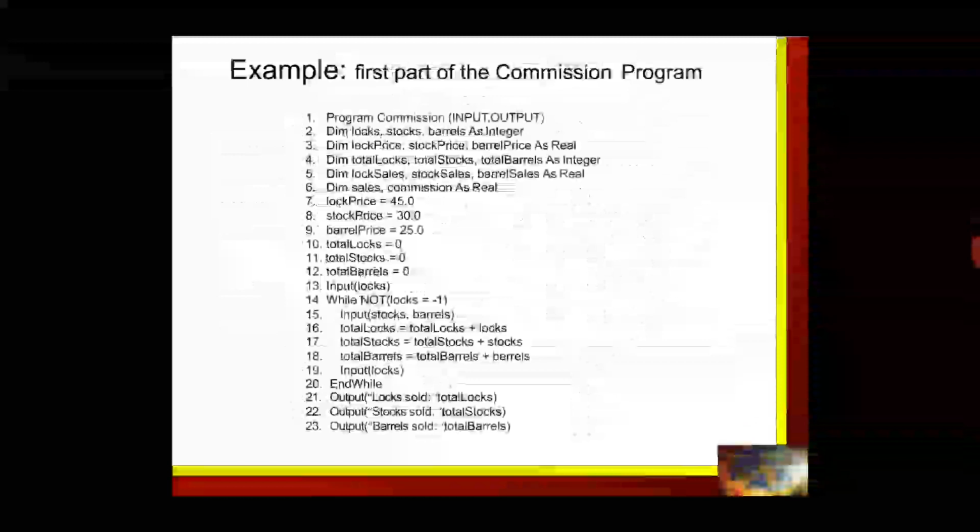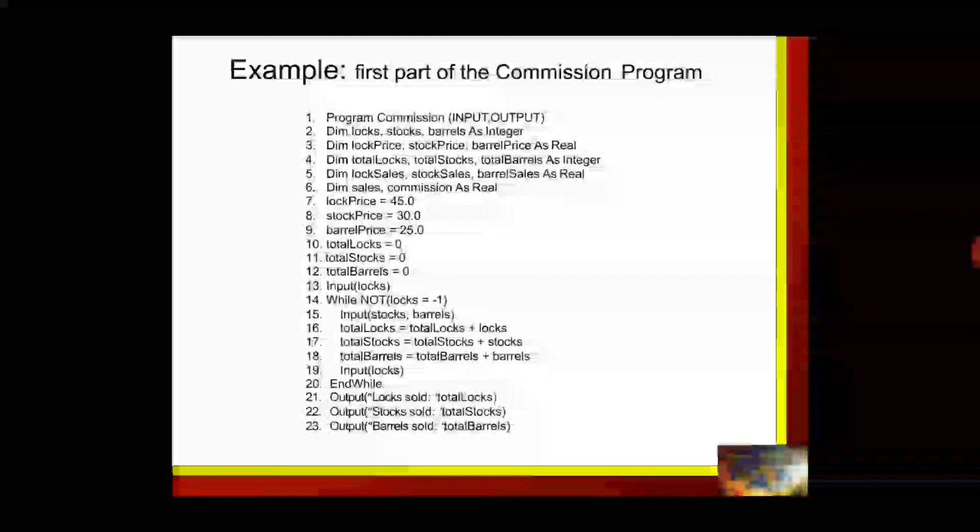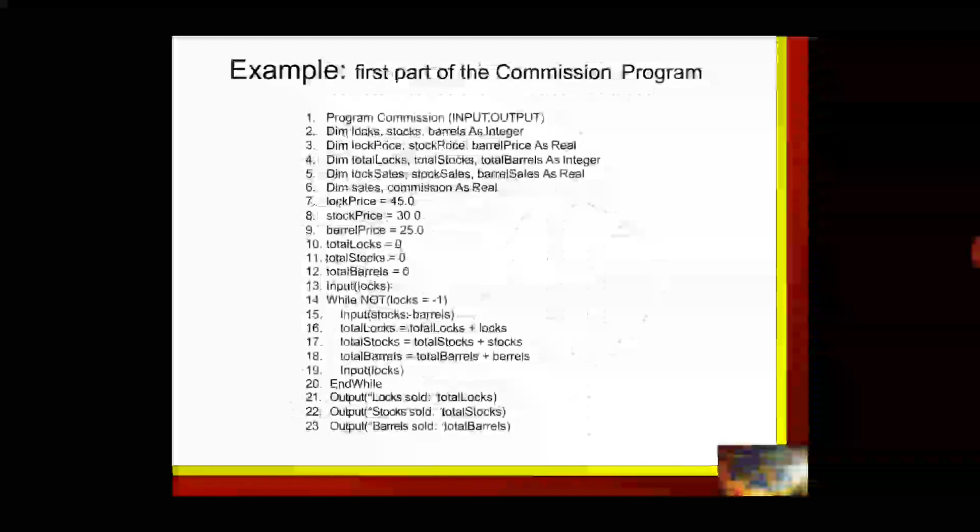The while loop becomes false, and the execution sequence comes out of the loop. It directly goes to node number 21. So it will give the output lag sold, lag total. It's the same way.